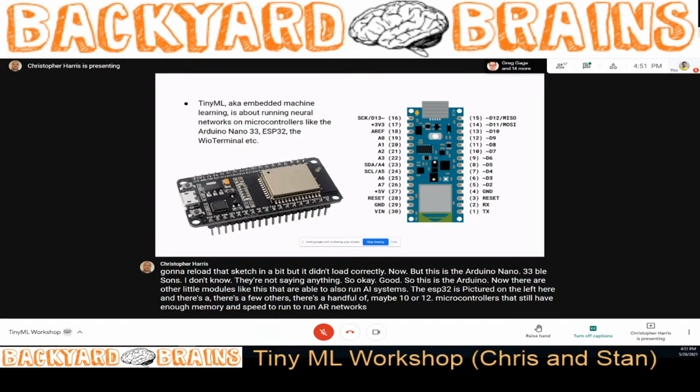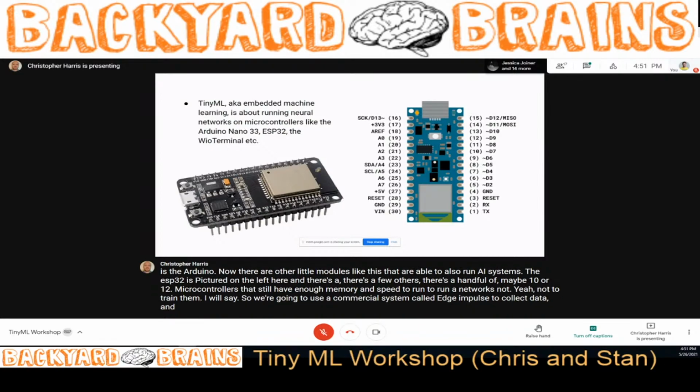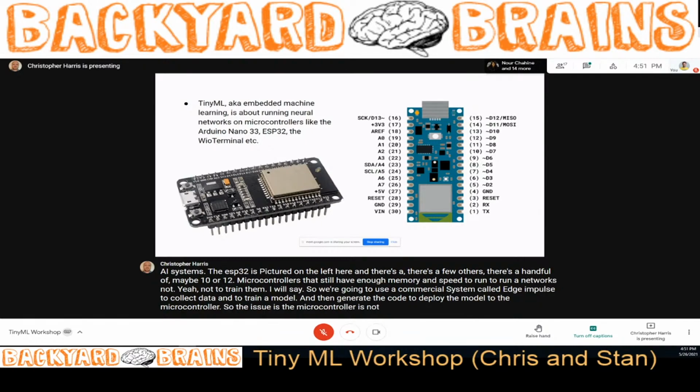This is part of our TinyML. Not to train them, I will say. So we're going to use a commercial system called Edge Impulse to collect data and to train a model and then generate the code to deploy the model to the microcontroller. The issue is the microcontroller is not powerful enough to train. It just would take way too long.